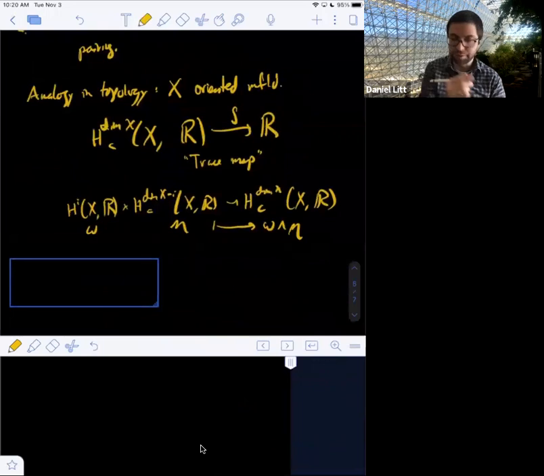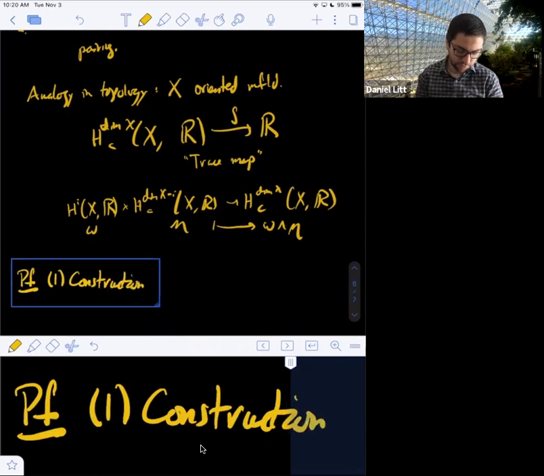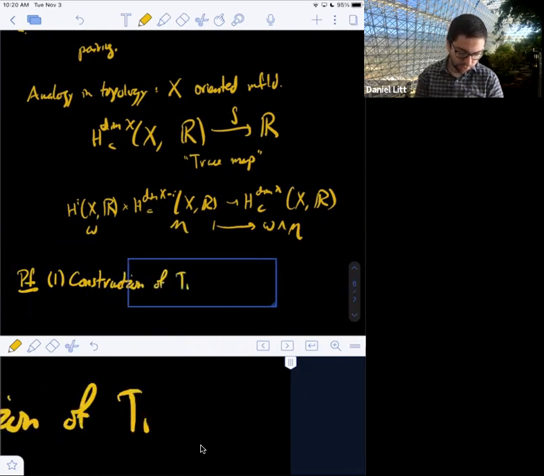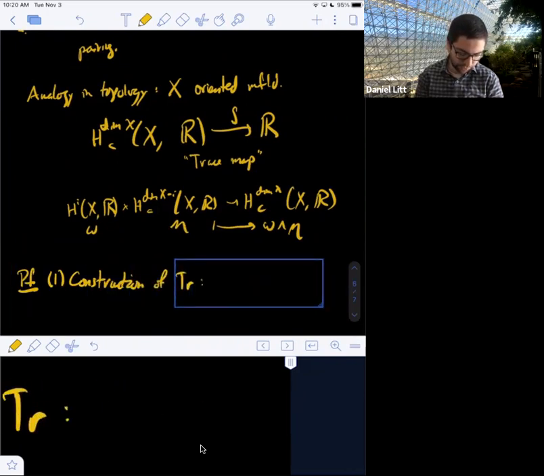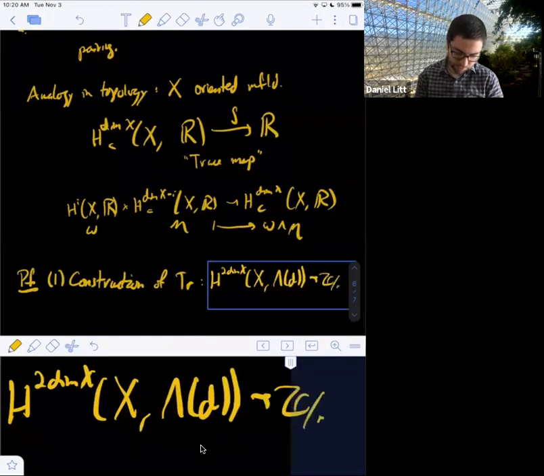Again, it's one of these things that's extremely involved, and we don't have time to do details. So the proof, just like the statement, has two parts. One will be the construction of this map trace, which, let me remind you, was a canonical isomorphism between H^{2d}_c(X, Λ(d)) and Z mod mC.